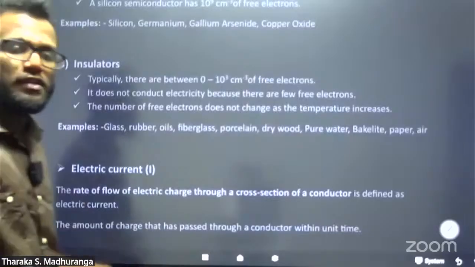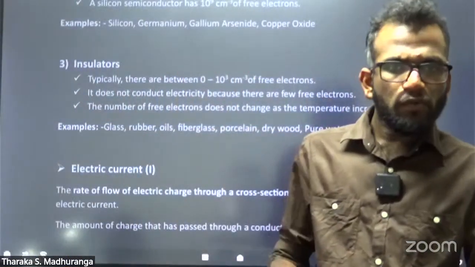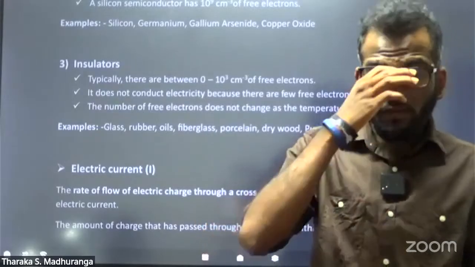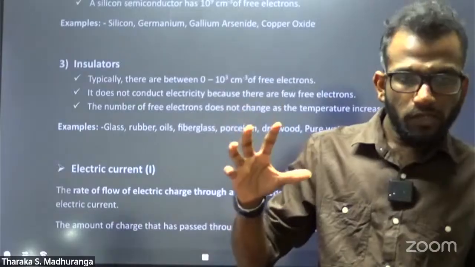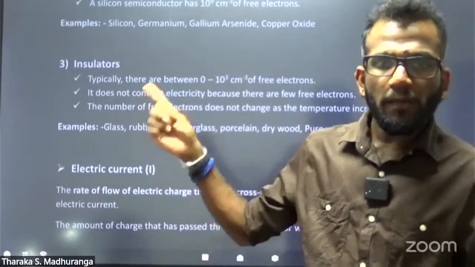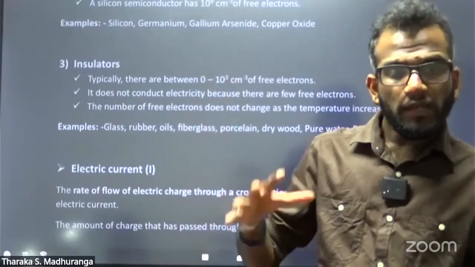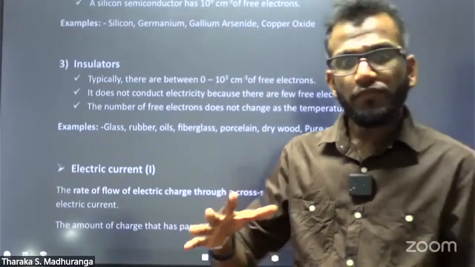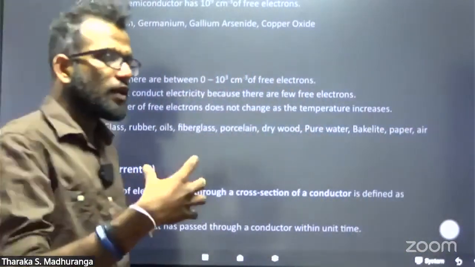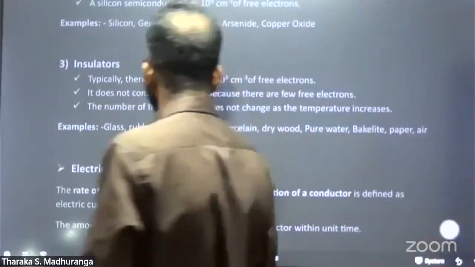Okay, final one, insulators. Insulators have a very low amount of free electrons. Insulators are insulated; they have some amount, up to 10 to the power 3 free electrons, but this amount is not enough to transfer electric current.